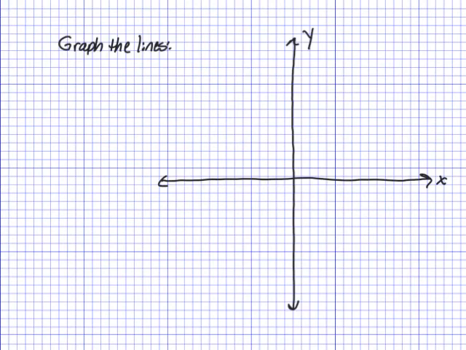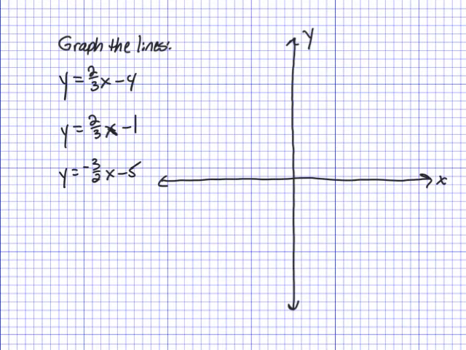So we're going to graph these three lines now to see what they look like. Let me just rewrite them here. The first one was y is equal to 2/3 x minus 4. The second one was y is equal to 2/3 x minus 1. And then the last one is y is equal to -3/2 x minus 5.